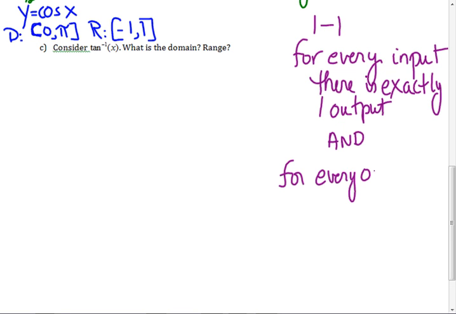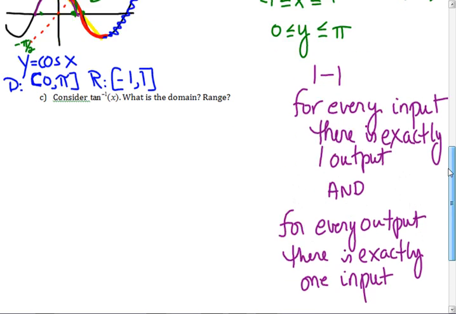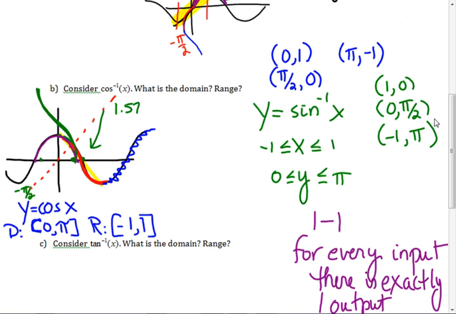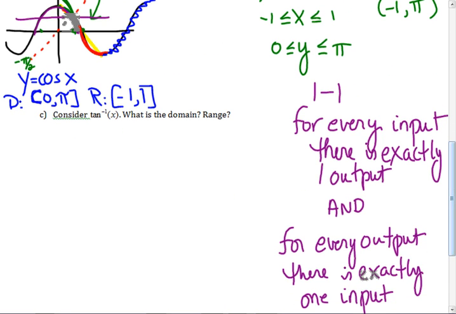And for every output, there is exactly one input. Do you remember the horizontal line test? The function has to pass the horizontal line test. So if I take this, the cosine here, and I go from minus pi over 2 to pi over 2, I'm not going to pass the horizontal line test. So the only way you're going to get a one-to-one function is it must always be increasing or always decreasing. So it's always increasing or always decreasing.